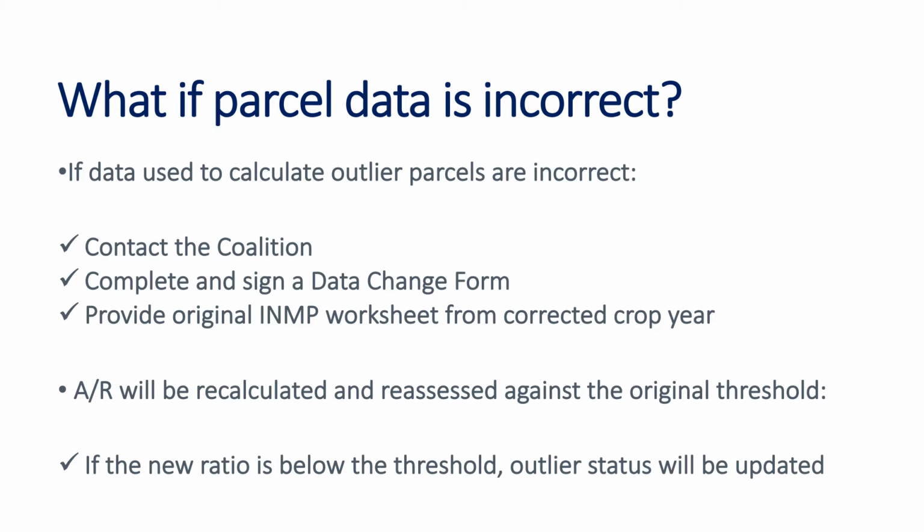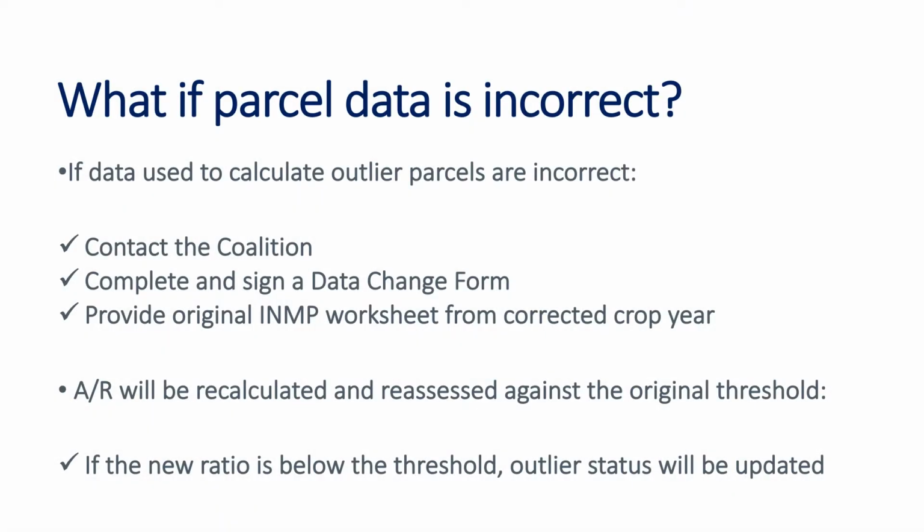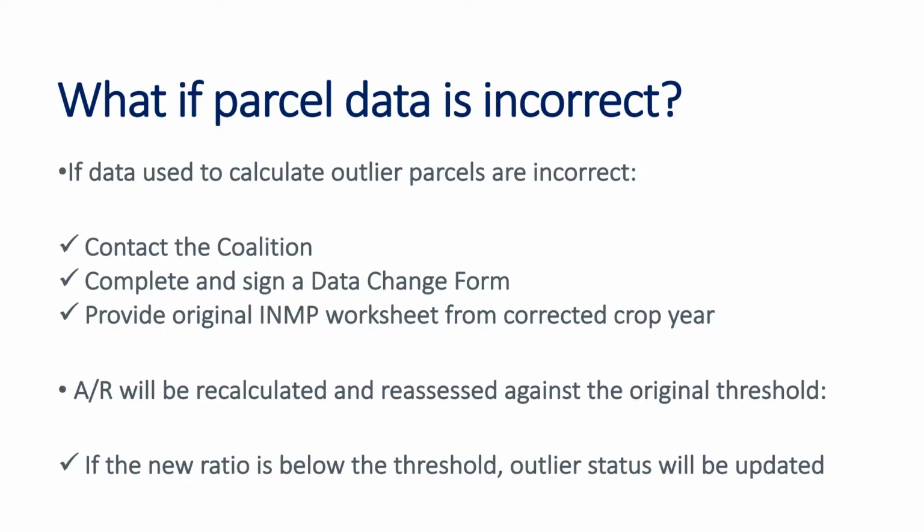We'll have a little document that you sign, a change form that will allow us to change that information in your report. And then what we would ask you to do is provide us your original worksheet from the corrected year, and then we'll have your new corrected form on file if there's ever a question. And then, of course, we'll recalculate the applied over removed to make sure we have that correct information. If the new ratio is calculated to show your parcel is no longer an outlier, then it will be adjusted.